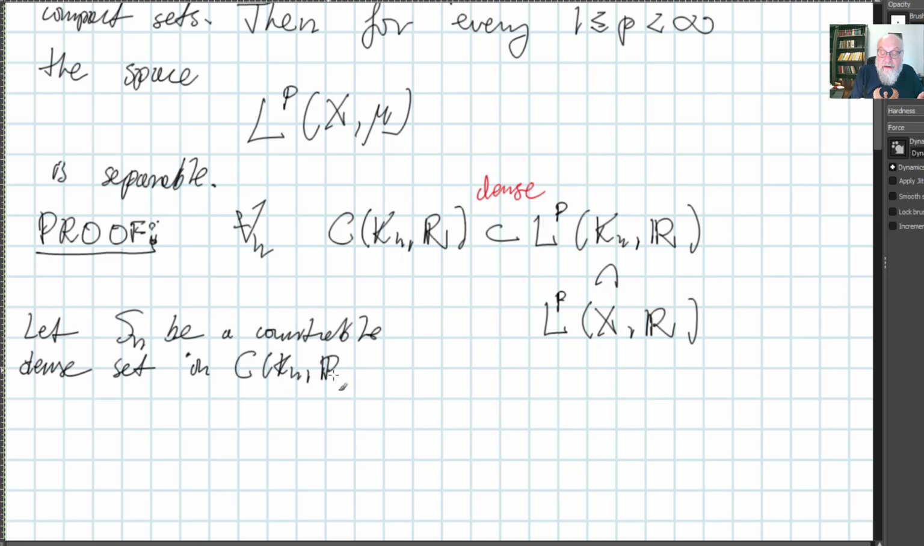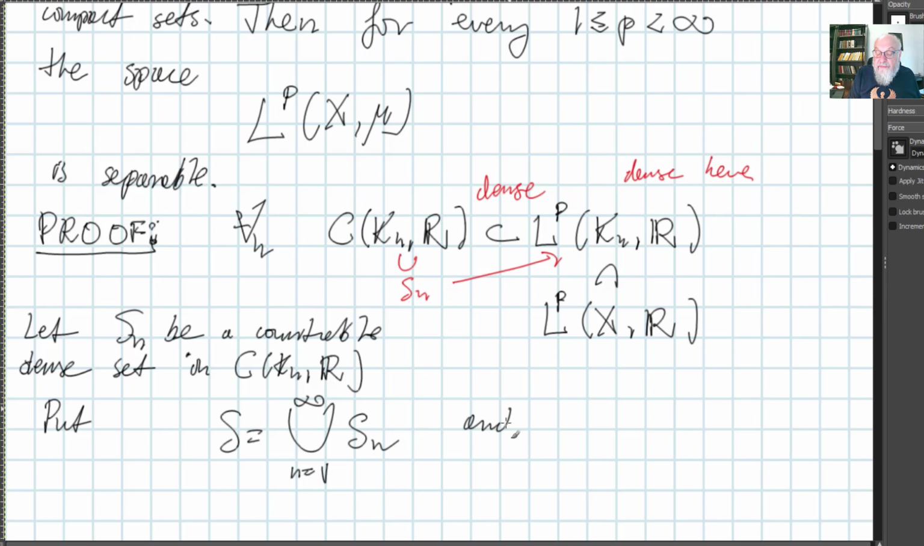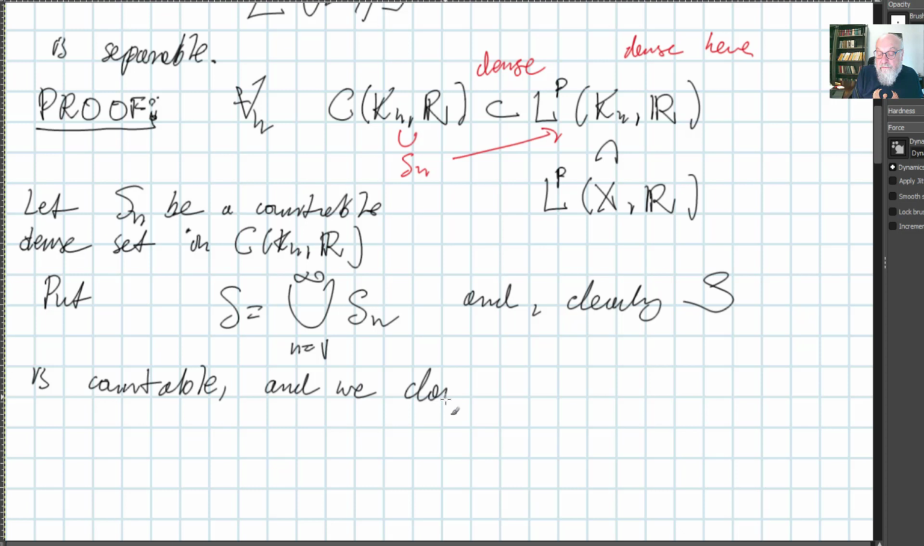So we know that this set will also be dense here. So we can do the following. Put S to be the union for n equal 1 to infinity of all the sets S_n, and clearly S is countable. And we claim that it is dense in L^p(X, mu).